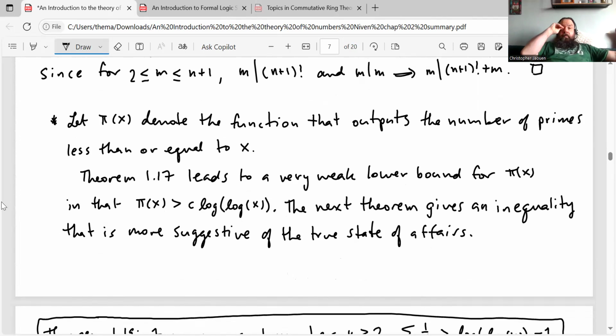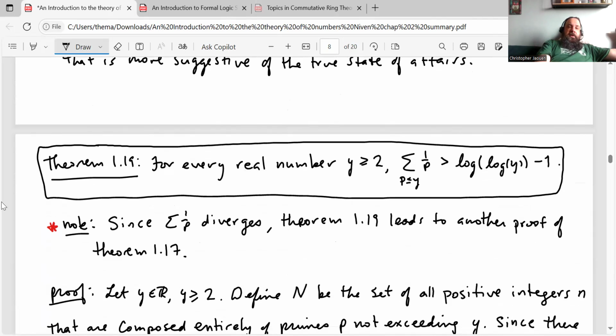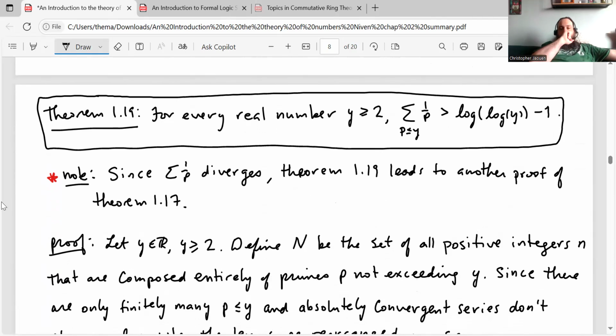Okay, let pi of x denote the function that outputs the number of primes less than or equal to x. Theorem 1.7 leads to a very weak lower bound for pi of x, in that pi of x is greater than c times log of x. But the next theorem gives an inequality that is more suggestive of the true state of affairs. And this is the last theorem in this section. So this is theorem 1.19.